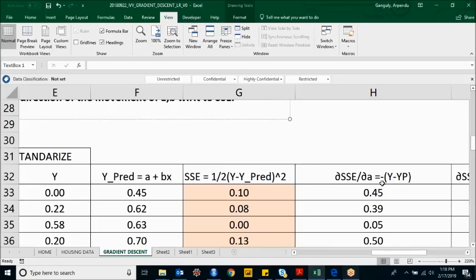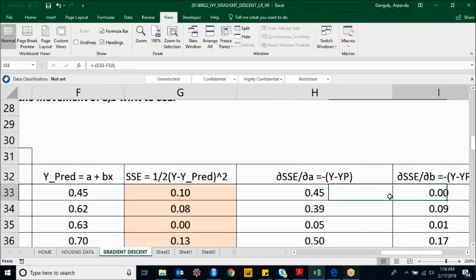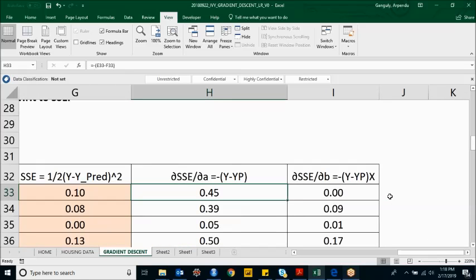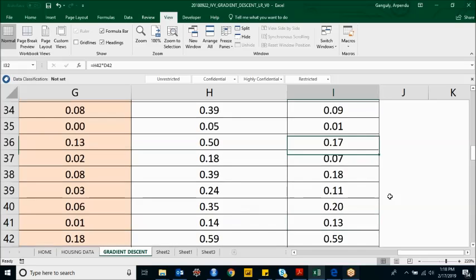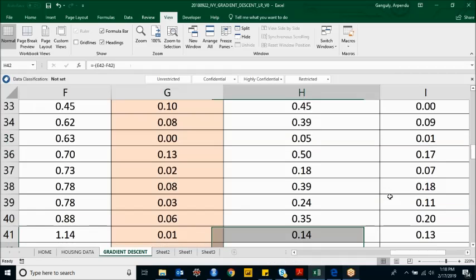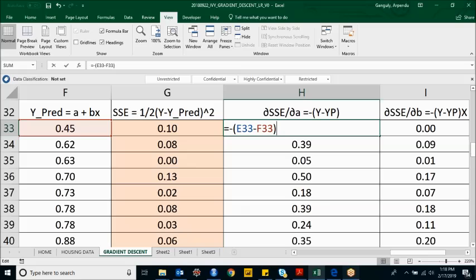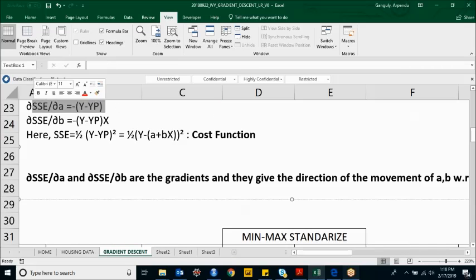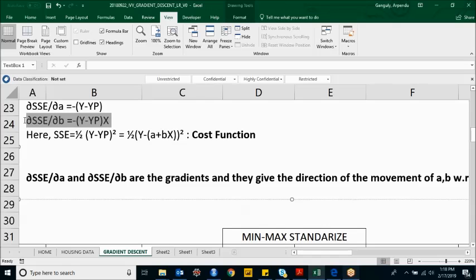Okay, this you didn't understand. Column H and column I, these are basically the values of delta SSE by delta A. And if you sum, this will come to 3.30 and this will come to 1.55. This is my original SSE. Understood? This is my delta SSE by delta B. What is happening here? My cost function is getting updated through this particular formula, which is y minus yp. This is basically your this, and delta SSE by delta B is this. This is where your gradient is getting updated because you are minimizing your cost function. Make sense?